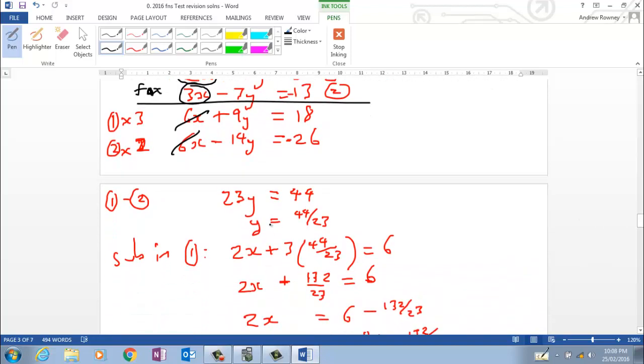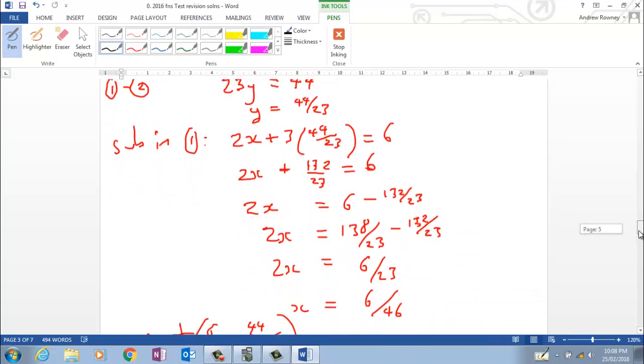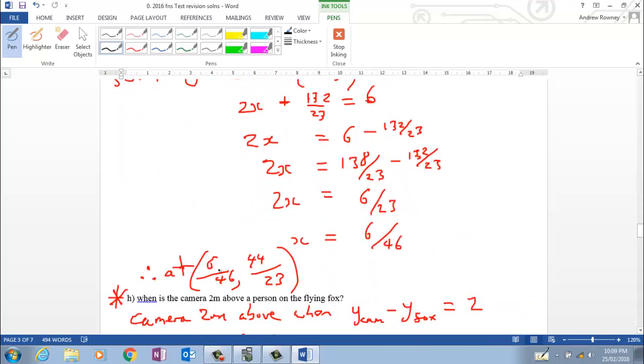Now to get the corresponding x coordinate, substitute that back into either 1 or 2. I've substituted into equation 1, put it where the y is and solved for x, and x comes out to be 6/46. Okay, so now we know the intersection point is (6/46, 44/23). That's approximately (0.13, 1.9). It's the approximate intersection point.